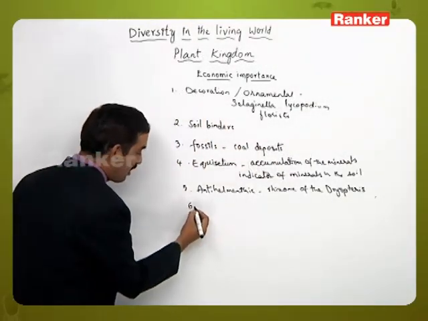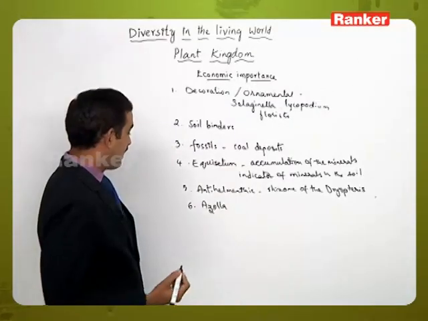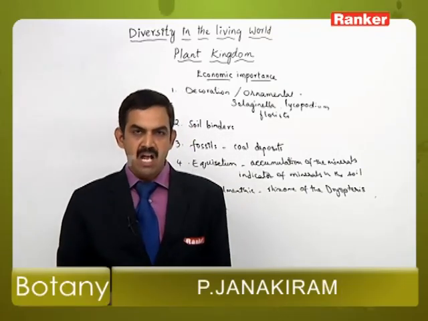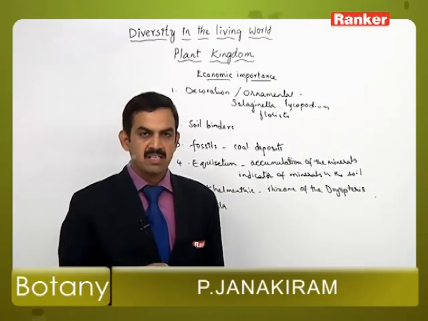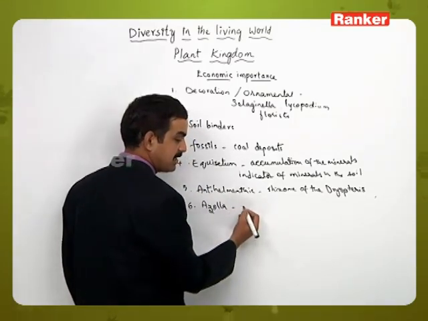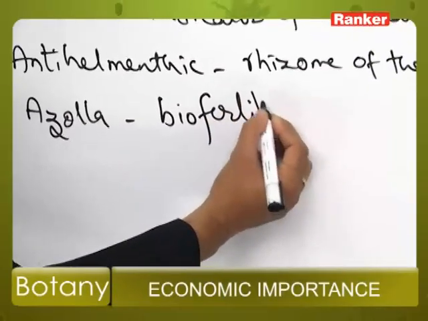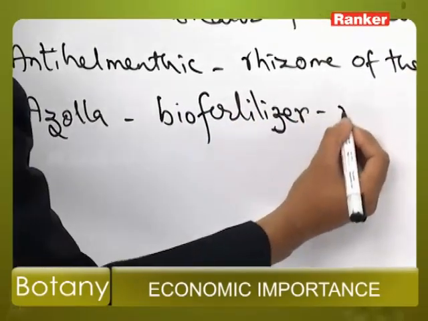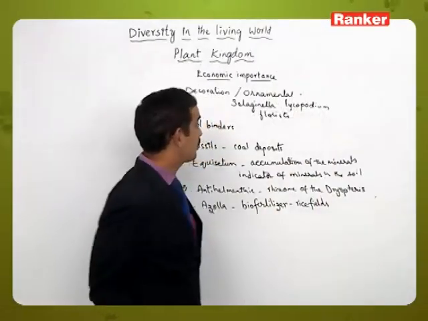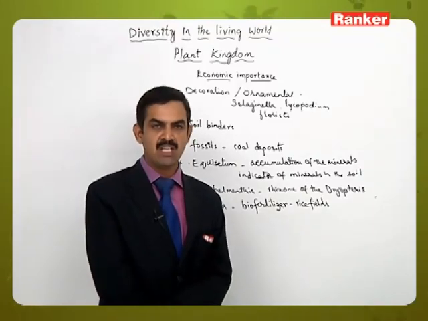And some of the plants like Azolla, here Azolla is an aquatic plant in which the Anabaena azollae is surviving in the form of a symbiotic association. That is the reason why it is used as a biofertilizer, particularly in the rice fields. So these are some of the economic importances related to some of the members of pteridophyta group of plants.